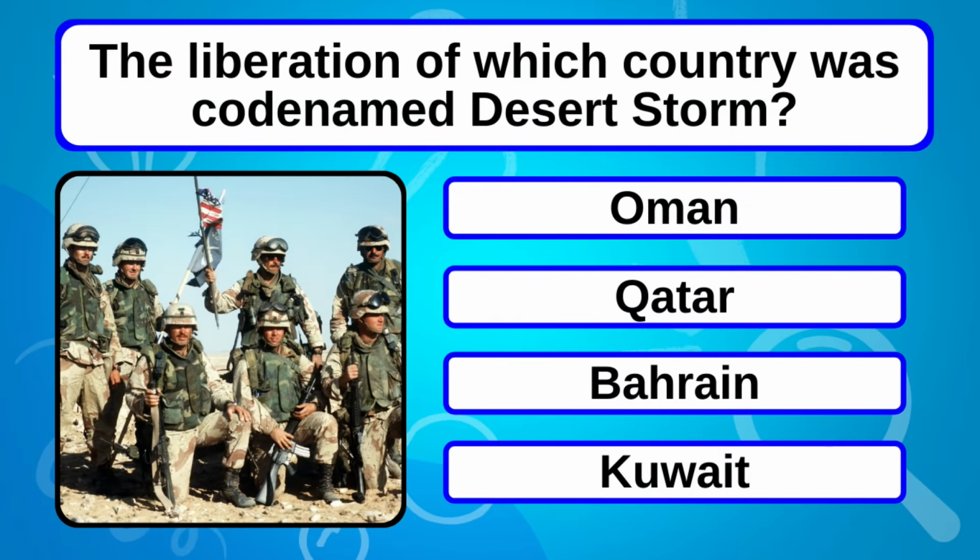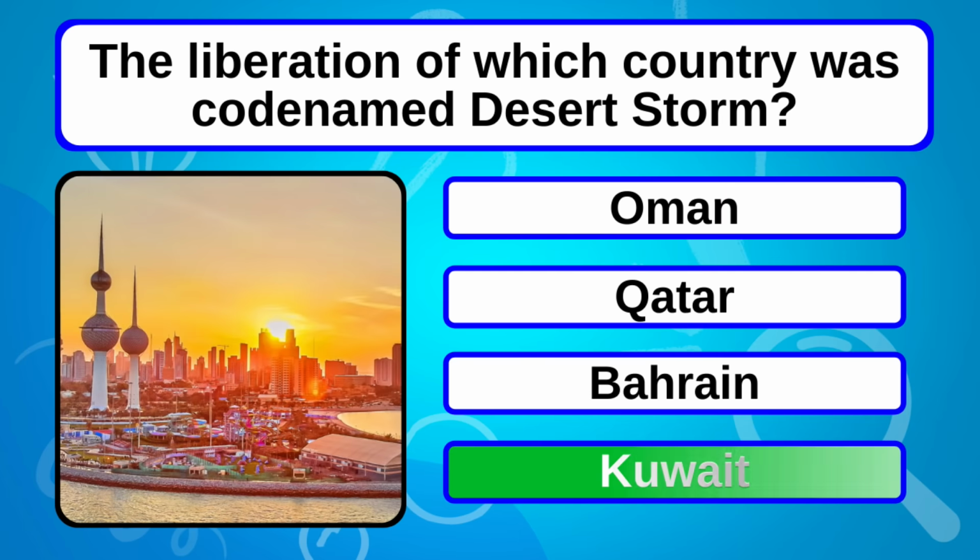Question 17. The liberation of which country was codenamed Desert Storm? Oman, Qatar, Bahrain, or Kuwait? Kuwait.